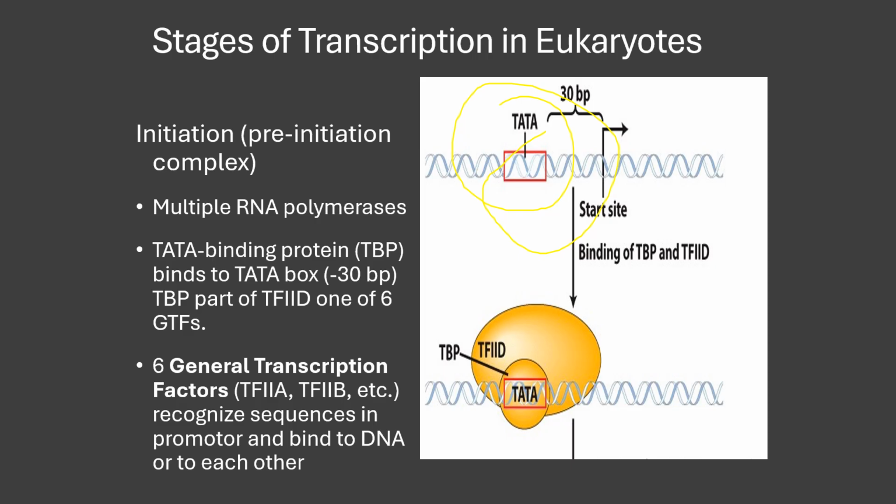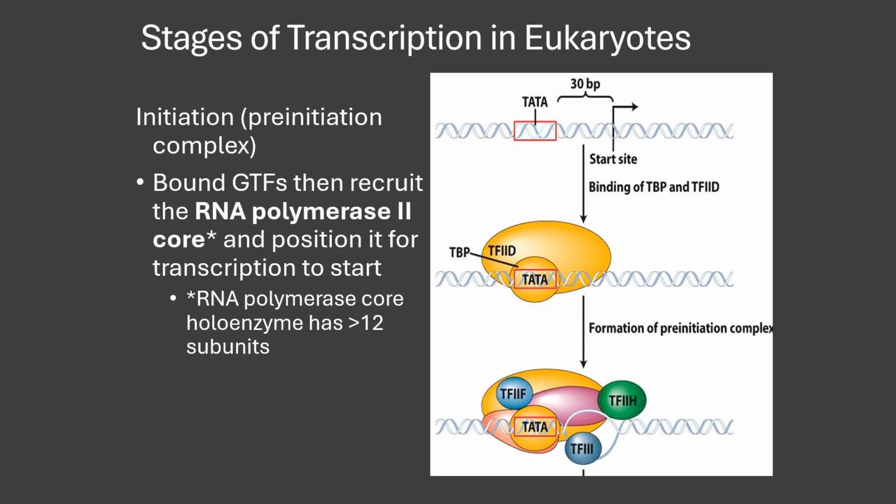This transcription factor TF2D binds and anchors this whole complex, this whole group of molecules that are going to together allow for that RNA polymerase to sit down. So the other transcription factors, transcription factor 2A, 2B, and others, they all bind to that promoter region or to each other, and then the transcription can start. Sometimes this is known as the pre-initiation complex.